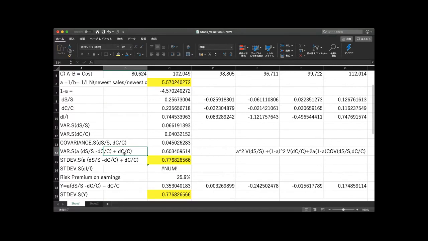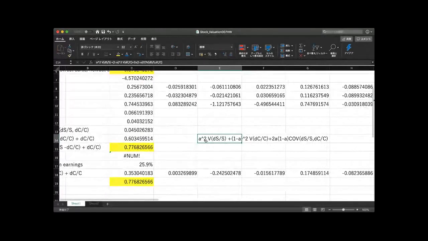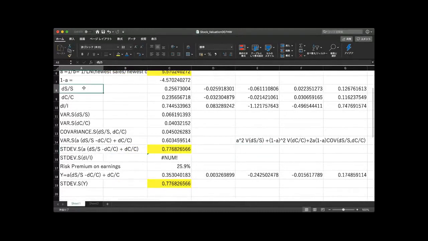If the cost structure stays the same, this dc over C directly equals the growth rate of net income. So A times this, we can calculate the variance. There are two ways of calculating the variance. The first calculation: we have ds over S, the sales growth rate samples, and the cost growth rate samples, 11 samples each. Then we can easily calculate the variance of each.